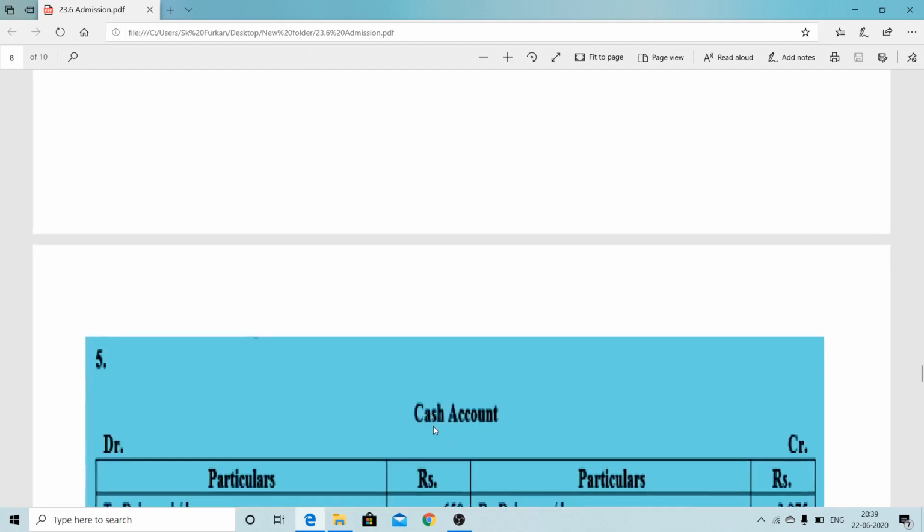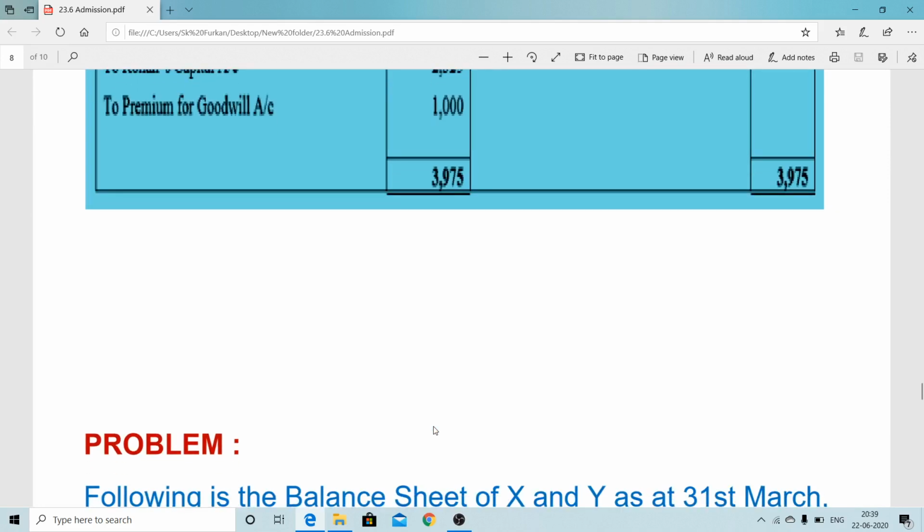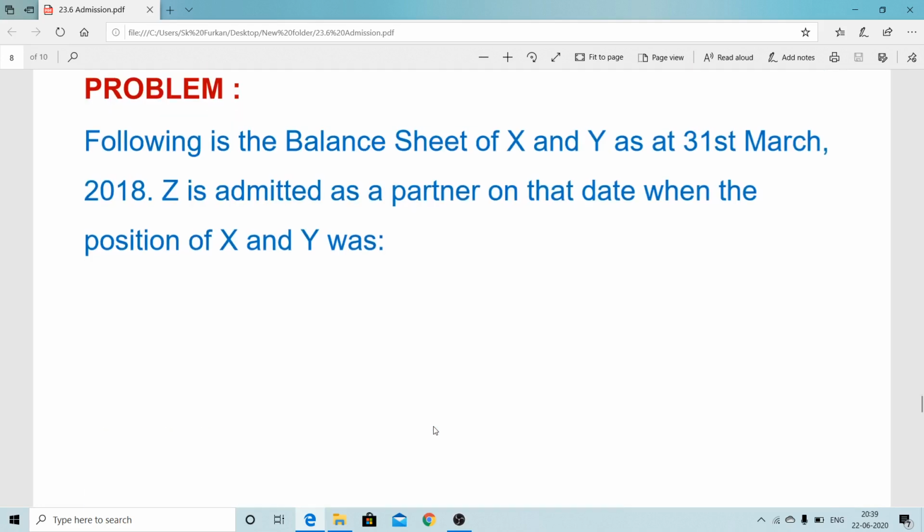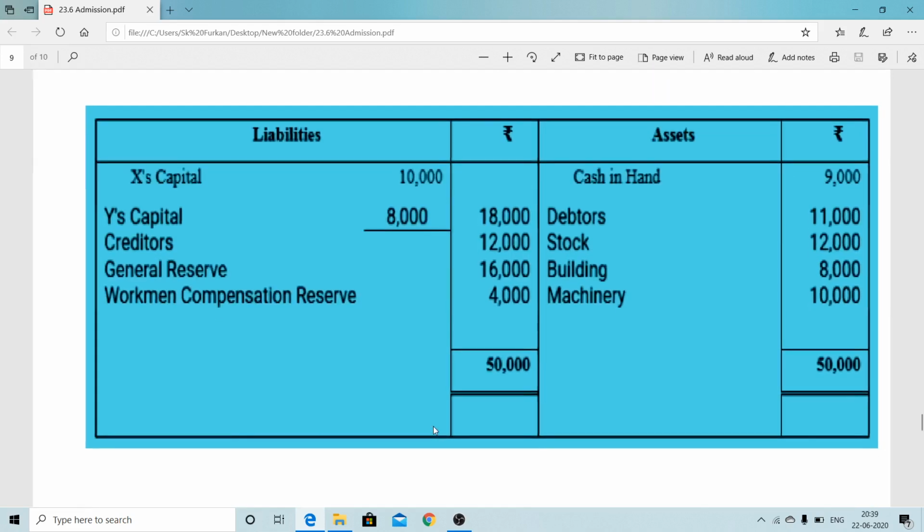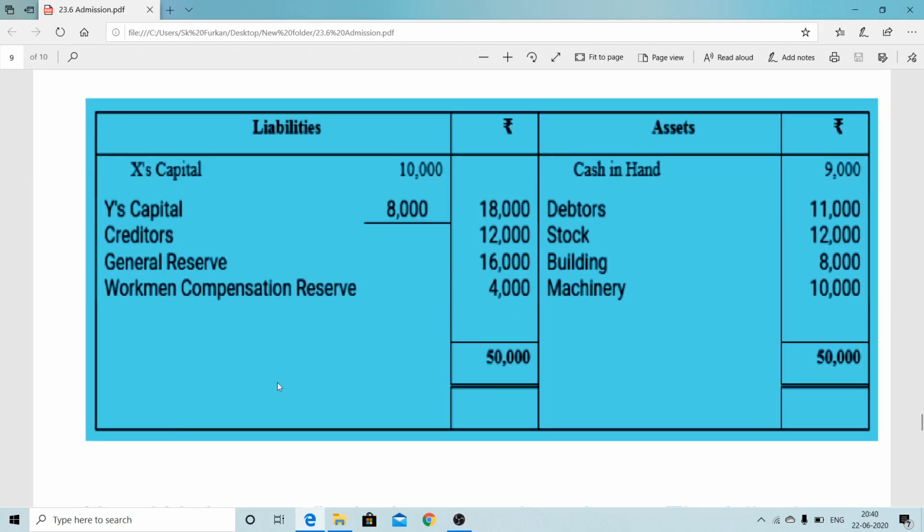One more problem we are considering here. Here X and Y are partners, Z is the incoming partner, this one is for self-try purposes. That is their balance sheet: X capital, Y capital, creditors, general reserve, workman compensation reserve. Here two undistributed profits are provided, one is general reserve, another is workman compensation reserve. This side, all the known items: cash, debtors, stock, building, machinery.